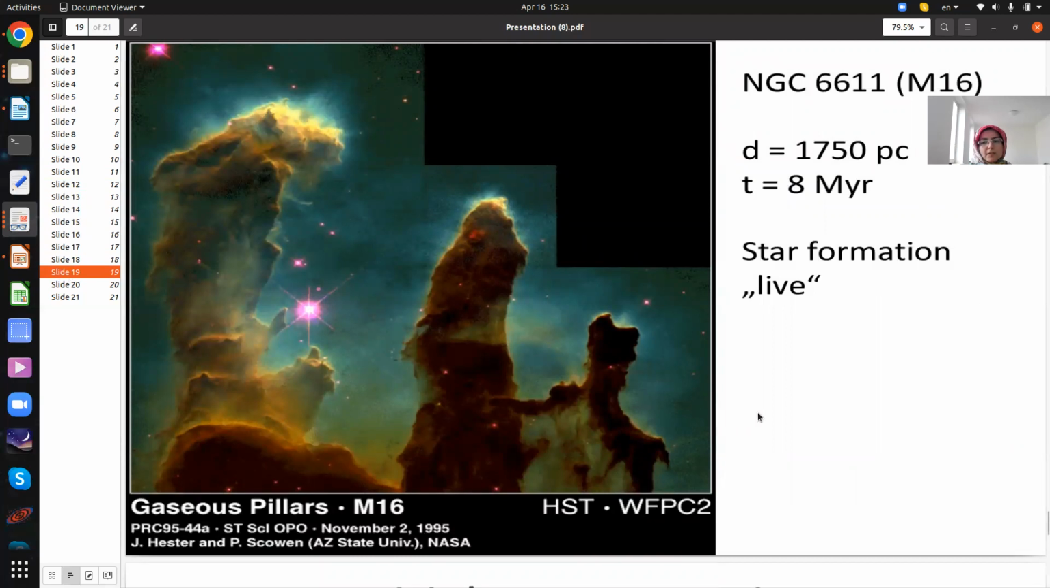Here we have NGC 6611 or M16, with a distance of 1750 parsecs, and the age is 8 million years. It has star formation. It is named the gaseous pillars of M16, which the Hubble Space Telescope took this picture of, and in these clouds a star will be formed.